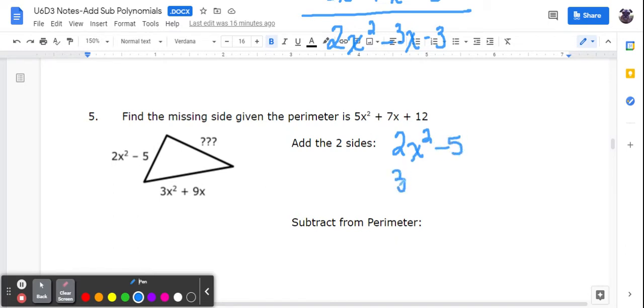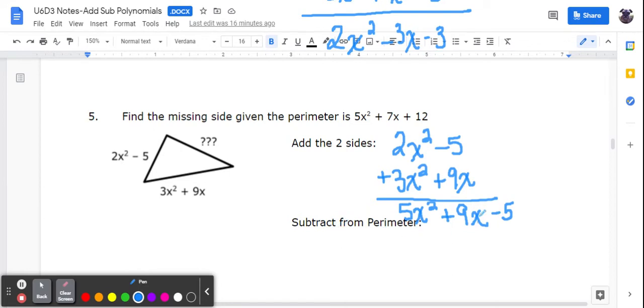and we have 3x squared plus 9x, and we're going to add those two sides together. So we're going to get 5x squared. Okay, the negative 5 and the 9 cannot be combined. They are not like terms. So we bring down the 9x and we bring down the negative 5.